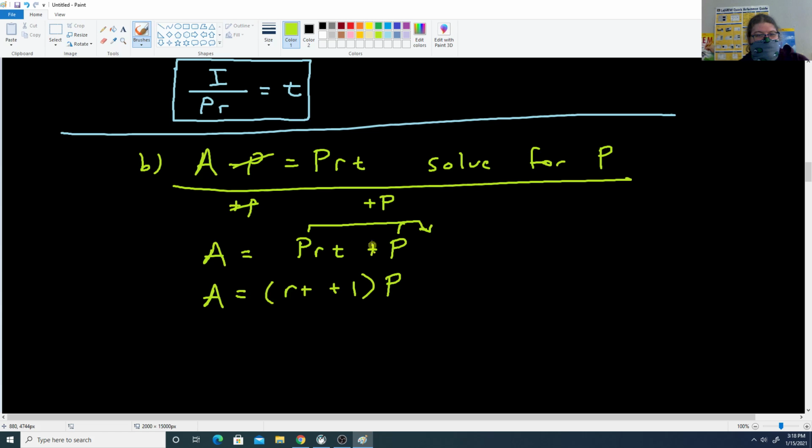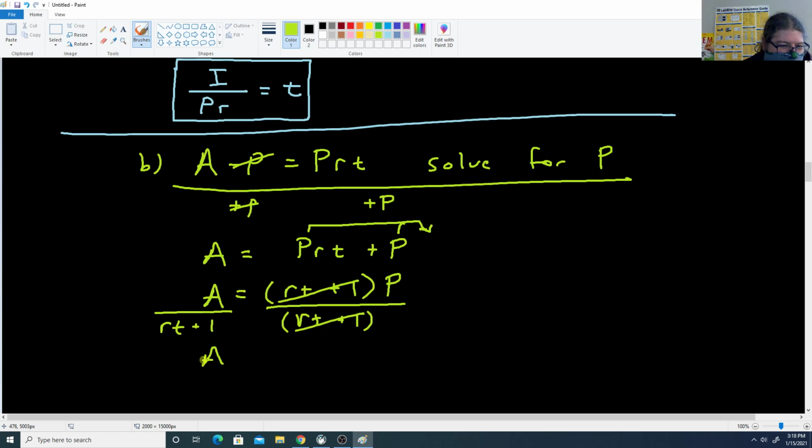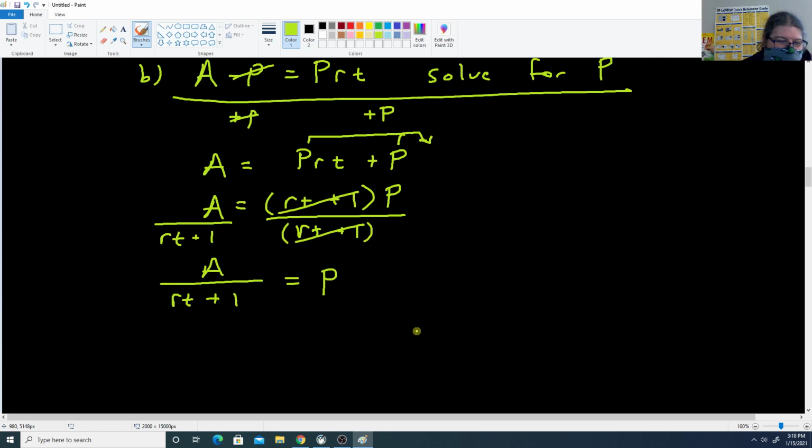Now our goal is to get the P completely by itself. It's being multiplied by RT plus 1, so we need to divide both sides by the whole term RT plus 1. The RT plus 1 cancels there, and we'll rewrite our answer: A divided by RT plus 1 is P. Now that we have the P by itself on one side of the equation, our equation is solved for the variable we were looking for.